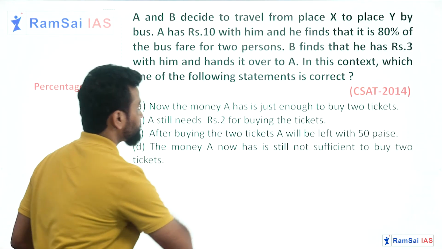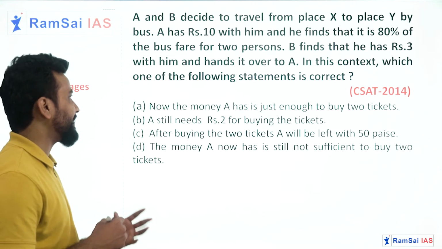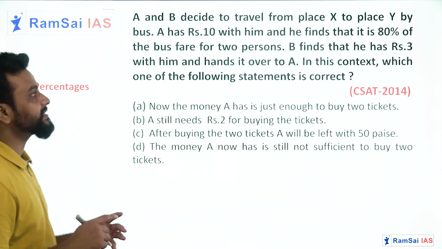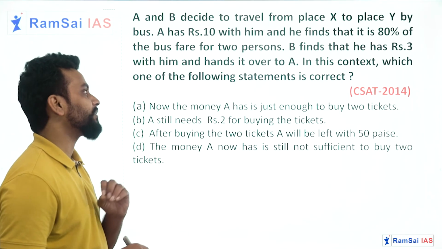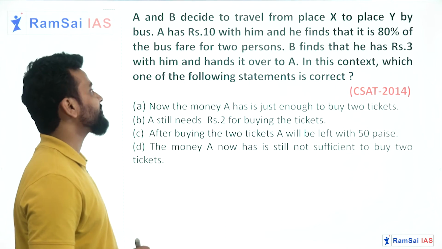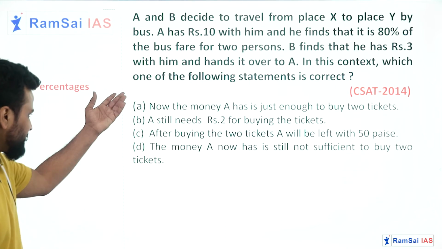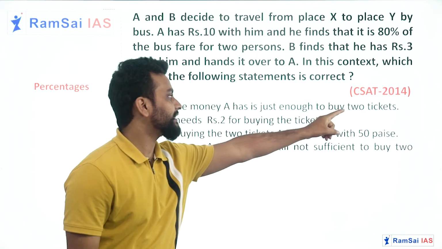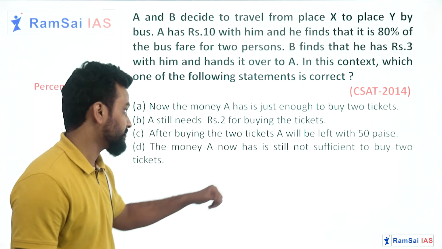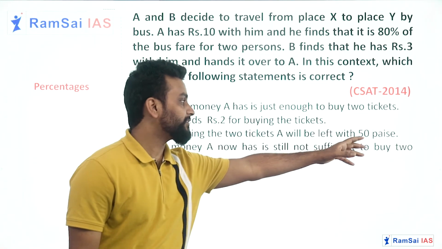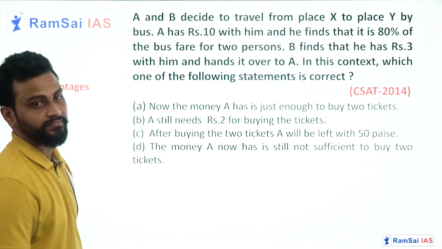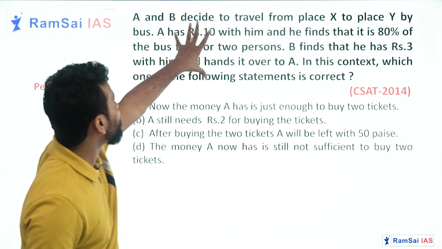Next question. A and B decide to travel from place X to place Y by bus. A has 10 rupees with him and he finds that it is 80% of the bus fare for 2 persons. B finds that he has 3 rupees with him and hands it over to A. In this context, which of the following statements is correct? Let me read the options. The money A has is just enough to buy tickets. A still needs 2 rupees to buy tickets. After buying the 2 tickets, A will be left with 50 paisa. The money A now has is still not sufficient to buy the tickets.